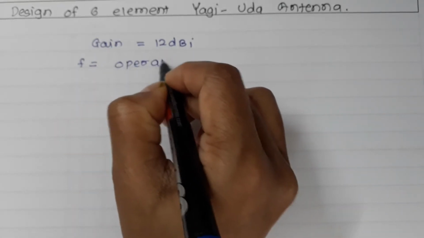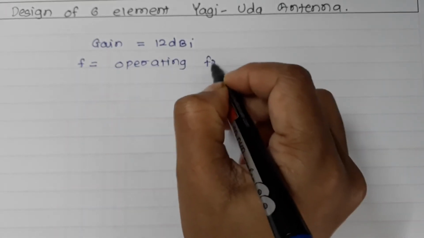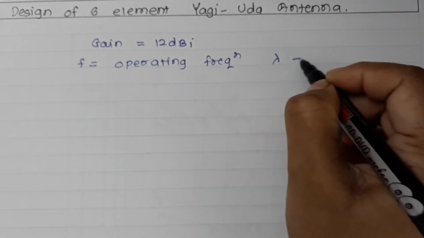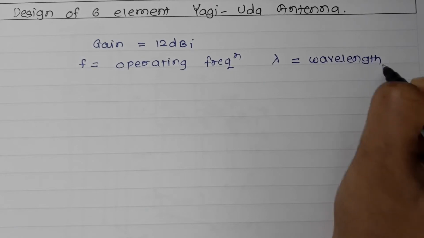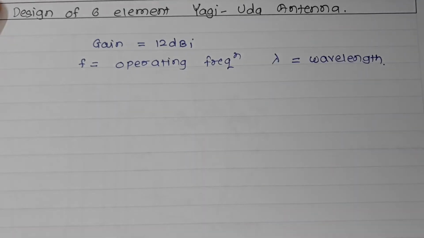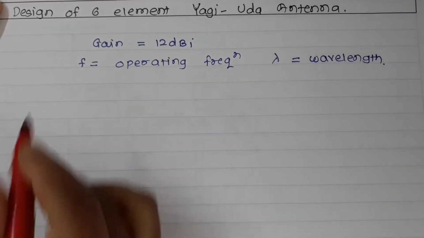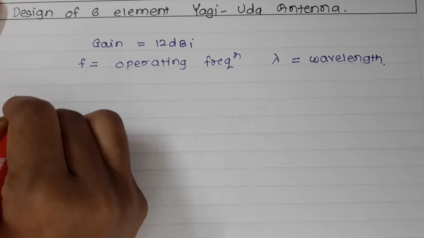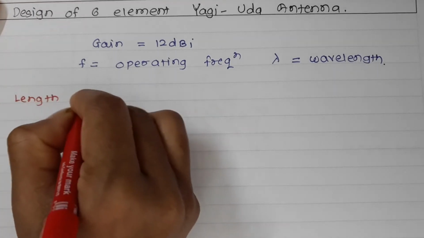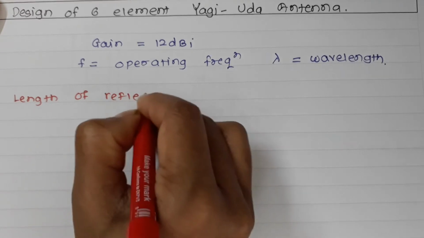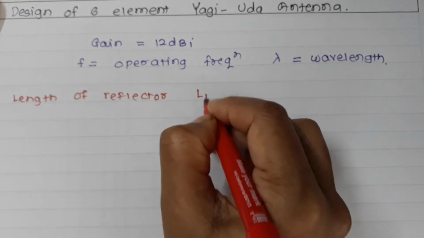So f is nothing but the operating frequency for which we are designing the antenna, and let us say lambda is nothing but the wavelength of that particular frequency. So let us design a Yagi-Uda antenna for this particular frequency. We have the length of reflector. Let us say this length of reflector here is equal to LR.